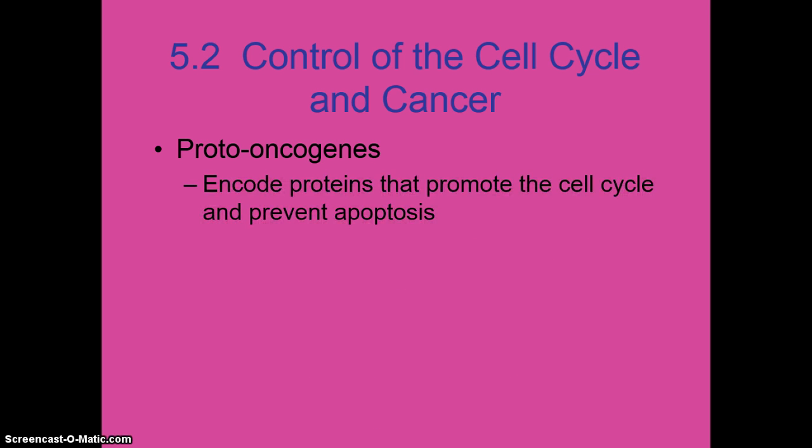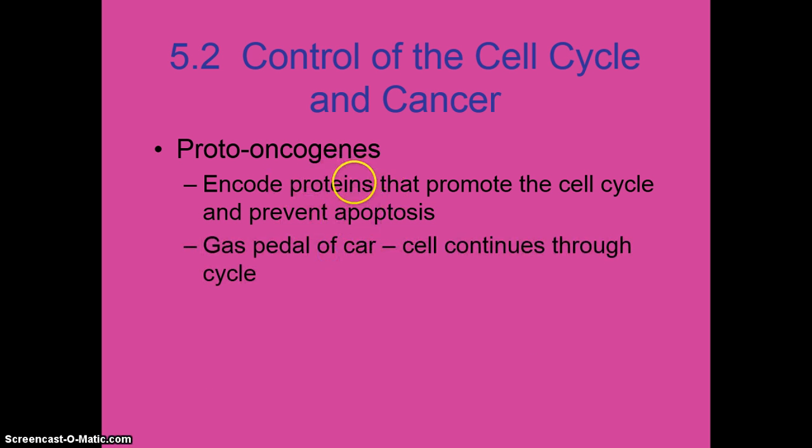Proto-oncogenes encode proteins that promote the cell cycle and prevent apoptosis. So they promote the cell to go ahead and divide and go through mitosis and make new cells and new cells and new cells, but stop the apoptosis, which could be beneficial for a cell that has not properly gone through the cell cycle, so it doesn't have a chance to reproduce its nonsense.